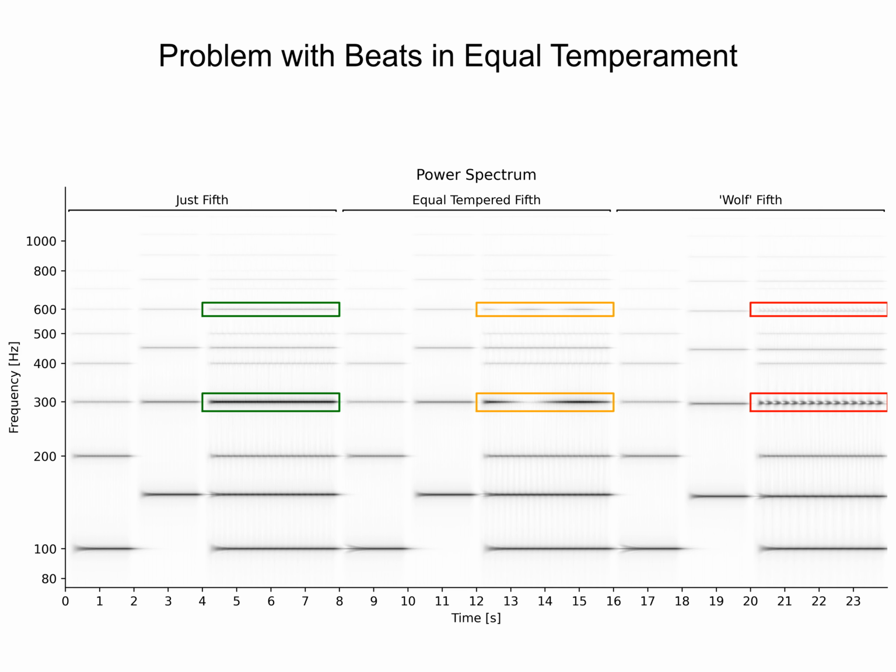Either we get a few just intervals, but also some intervals which deviate heavily from just intonation and thus expose a lot of beats, such as, for example, the wolf fifth, or we spread the deviations from just intonation equally among all intervals and obtain equal temperament, as shown here in the center, which results in slight beats in all intervals. Now let's listen to the different intonations and see if you can hear the beats in equal temperament and in the wolf fifth.